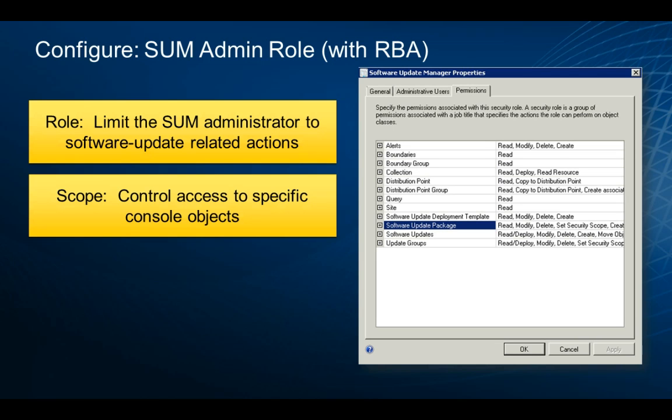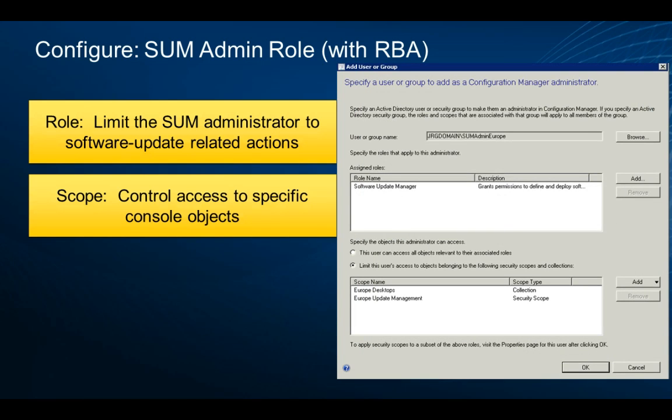The concept behind this was we wanted to limit the software update administrator to only software update related actions. And you can see on the right side a screenshot of the permissions for the software update manager role. You can see there are requirements across quite a few areas of the product, but things specifically like alerts, collections, distribution points, as well as creating and managing software update packages and templates were key to the software update management role being allowed to do.